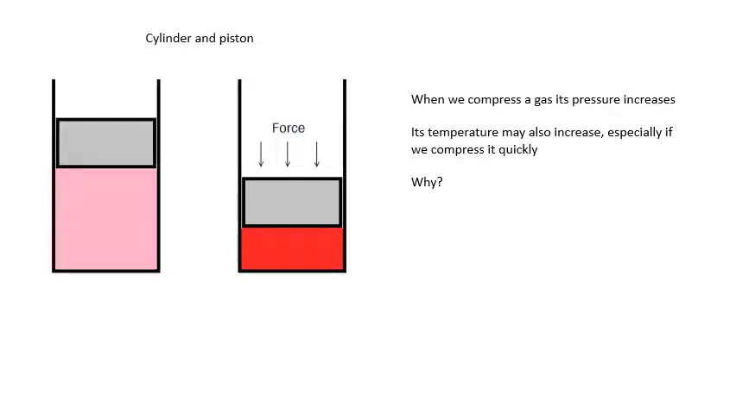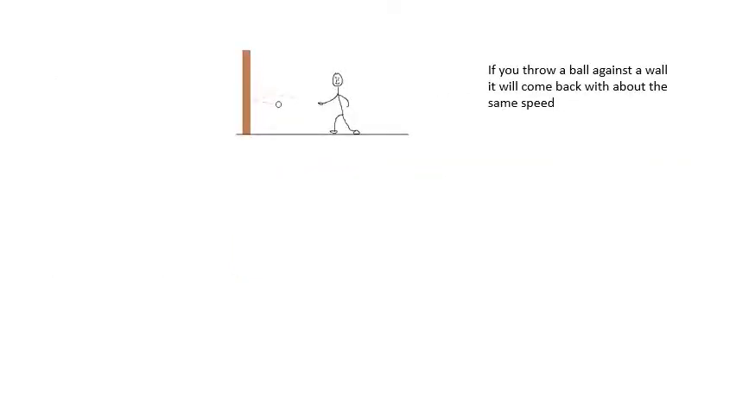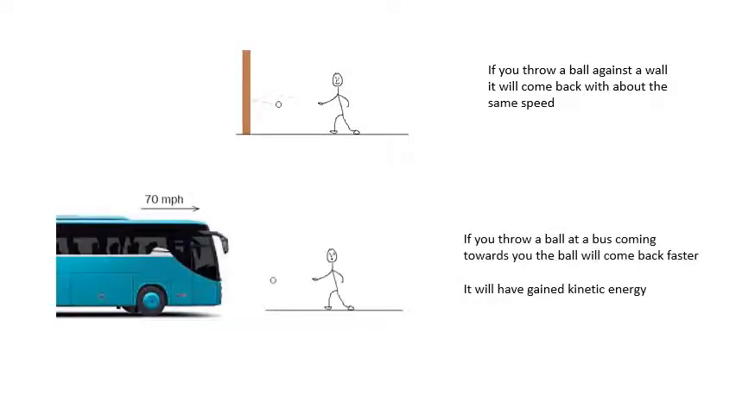Now why? Why does the temperature get bigger? Well, imagine this. Imagine throwing a ball against a wall, and if you throw a ball against a wall, it'll come back with about the same speed. So it certainly won't gain kinetic energy. It might lose a little bit of kinetic energy. It'll come back with about the same speed. Now, I don't suggest you try this, but if you throw a ball at a bus which is coming towards you very fast, then what will happen is that the ball will come back with more kinetic energy. In the collision, it will gain kinetic energy.